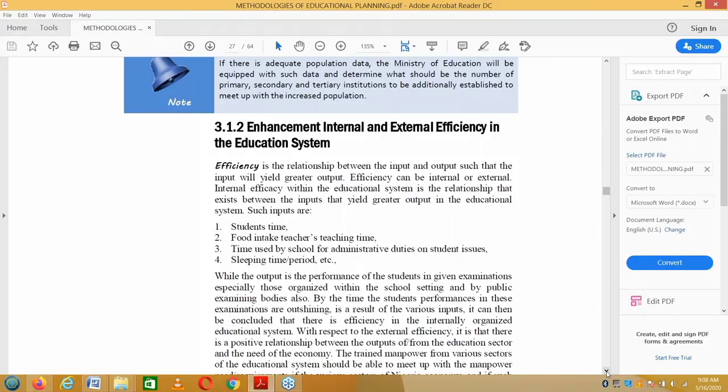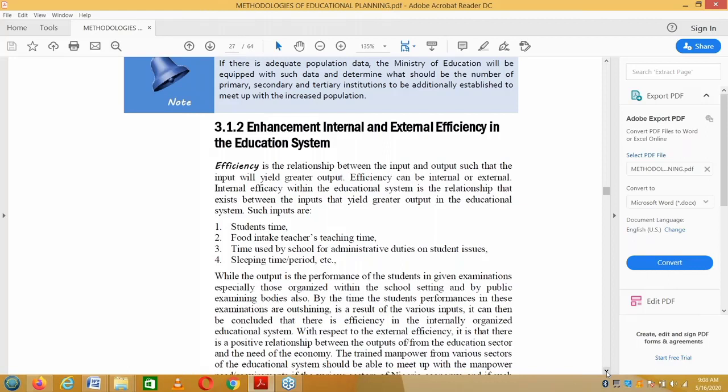Efficiency can be internal, it can also be external, which looks at the relationship between the input and the output, such that the input will yield a greater output, like student time, food intake, teacher teaching time, time used by school for administrative duties on student issues, sleeping time. All these inputs are supposed to create a greater output.